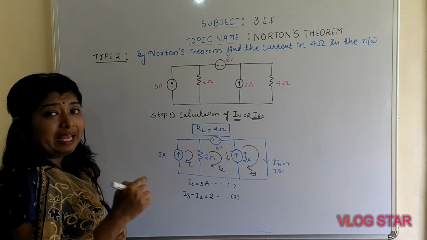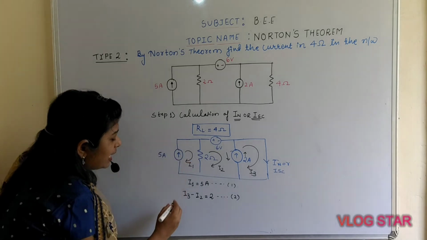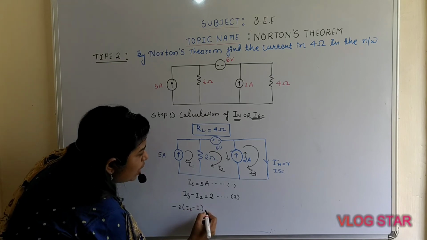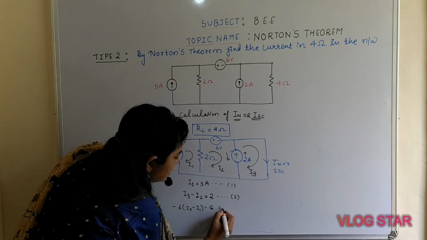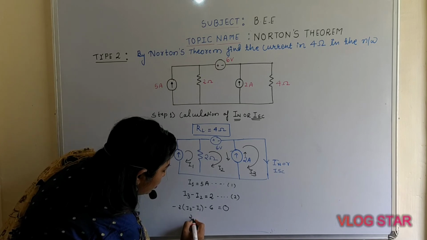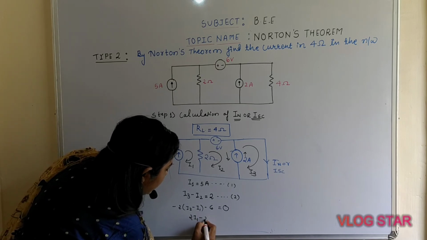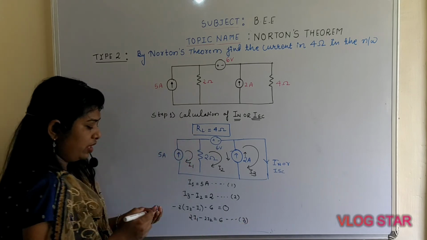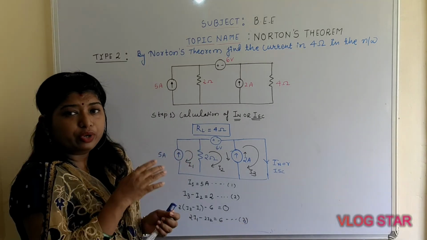Similarly, you need to apply KVL to the outer mesh. Can you apply KVL to the outer mesh? What will you get? Minus 2I1 minus 6 is equal to 0. You will be getting I1 minus I2 is equal to 6. This is your equation number 3. I hope you have understood what you need to do.